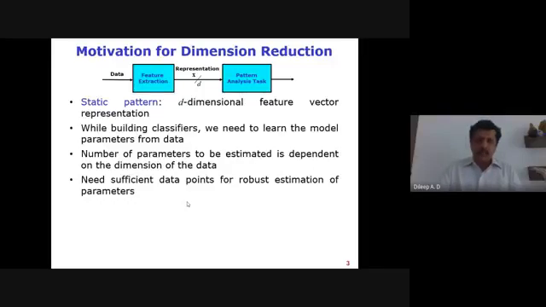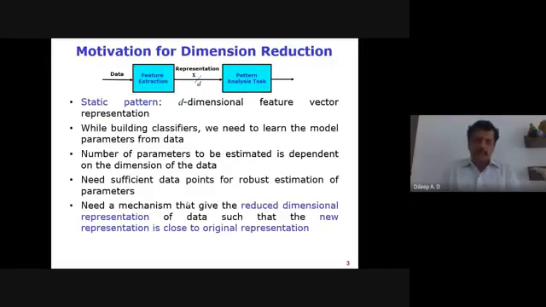So in that scenario, a mechanism is needed to get a reduced dimensional representation of the original data such that the new representation should include all the information content of the original data itself. That means the representation should be close to the original representation. So this is the need for going for dimension reduction.